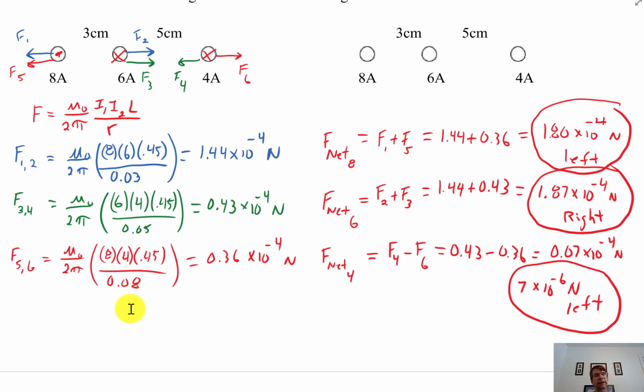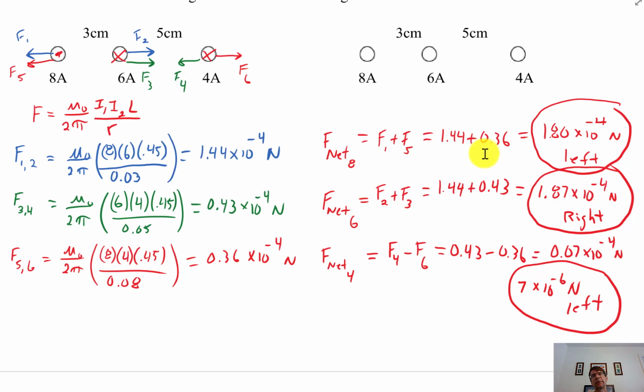But once again, I plug the numbers in, the total distance is 0.08 meters. That gives you a very weak force because of the big distance. Nothing is squared though. And then I want to find out the net force on the 8 amp wire. Well, I look at the diagram and I've got it labeled real nice. I have to add F1 and F5. F1 is 1.44. F5 is 0.36.